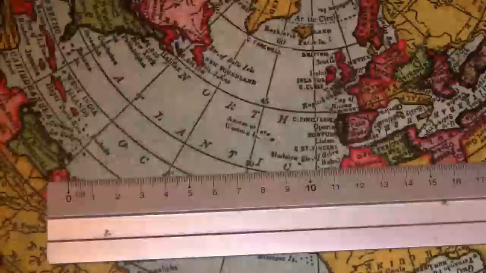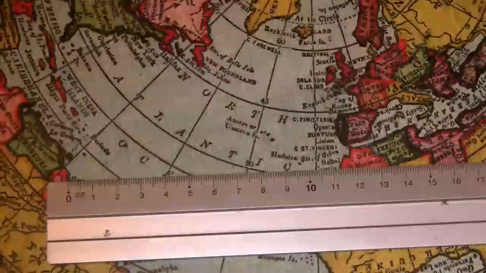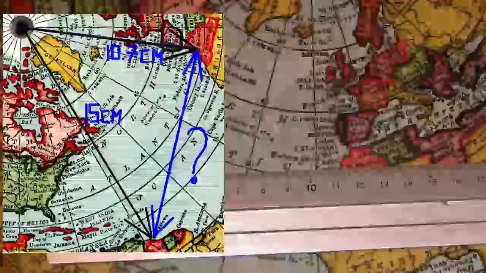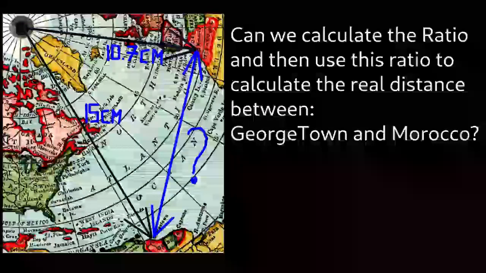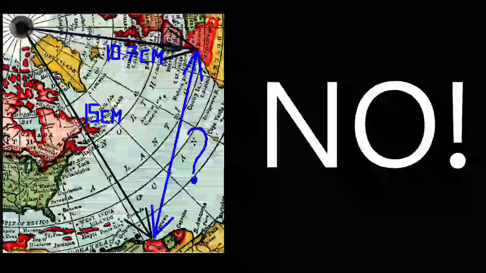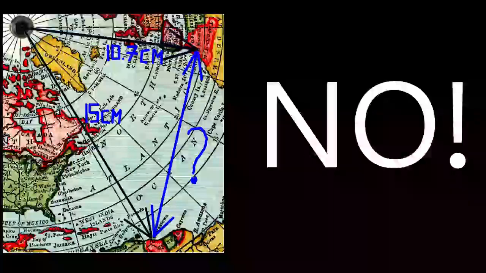From Georgetown to Morocco, we calculated 11.7 centimeters, and as you can see, if we measure the distance, it is exactly 11.7 centimeters. The question is, can we calculate the ratio and then use this ratio to calculate the real distance between Georgetown and Morocco? The answer is no. And I'm going to explain why not.